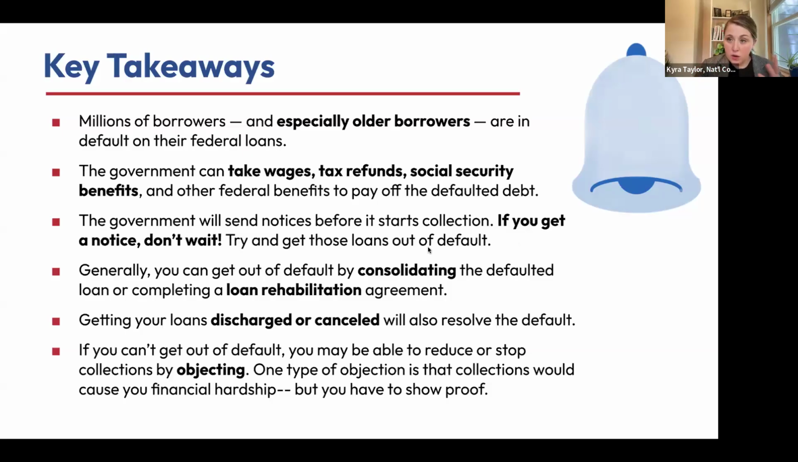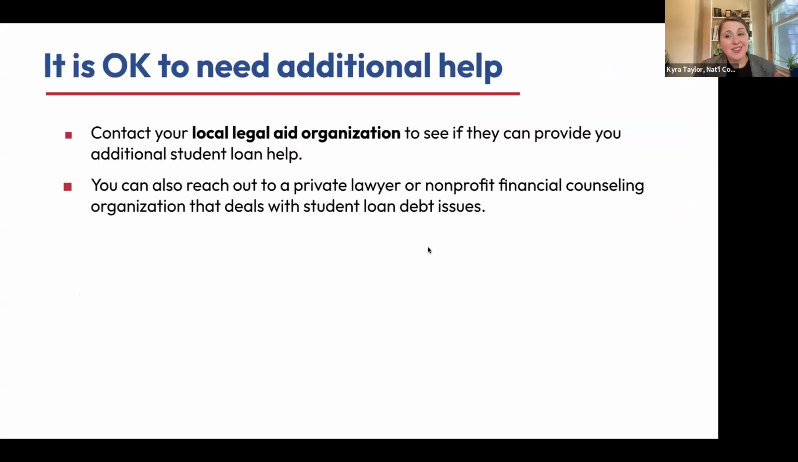So here we are with default. Now, it's okay to need additional help. This is incredibly confusing. Even for lawyers, the student loan system is incredibly confusing and complex and it takes folks time to learn. There is no downside to needing additional help. And there are folks who can help you with your federal student loans, navigating your options and helping you get out of default. You can contact your local legal aid organization to see if they can provide you with additional help. There are also some private attorneys across the country, and there are some private financial counseling organizations that also deal with student loan debt issues.